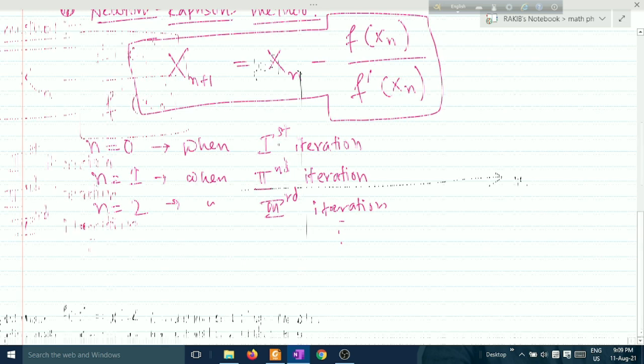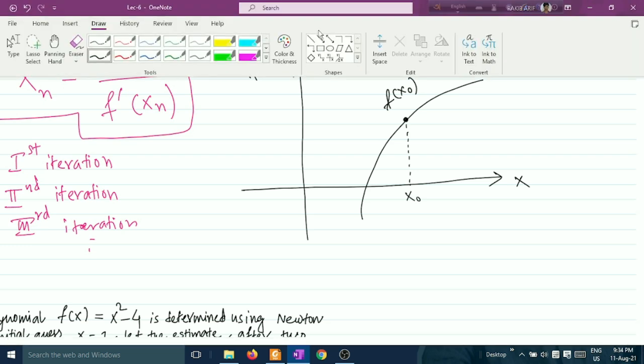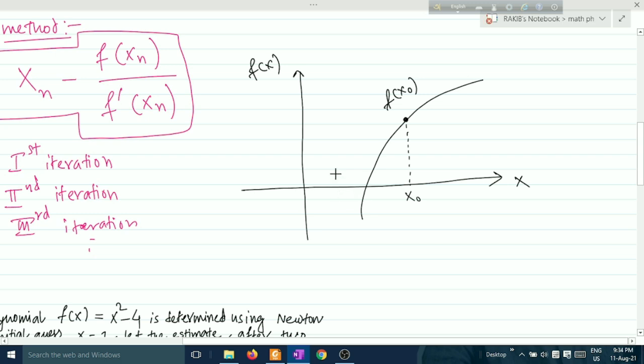Okay, let me go to the problems. You have a graph like this. Say this is your graph. What you are going to do, say at this point, this is the x0 point. Therefore the value of the function at this point will be f of x0. The first iteration will be given by this tangent.